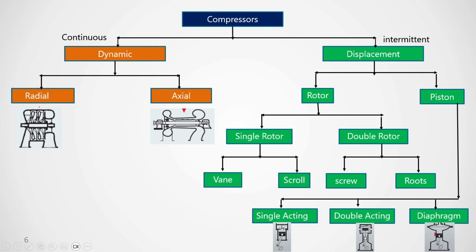And diaphragm means the diaphragm has suction and discharge at the top, and the diaphragm will move up and down as per the suction and discharge pressure. So this is the diaphragm type. This is the piston type. All these three are piston type.